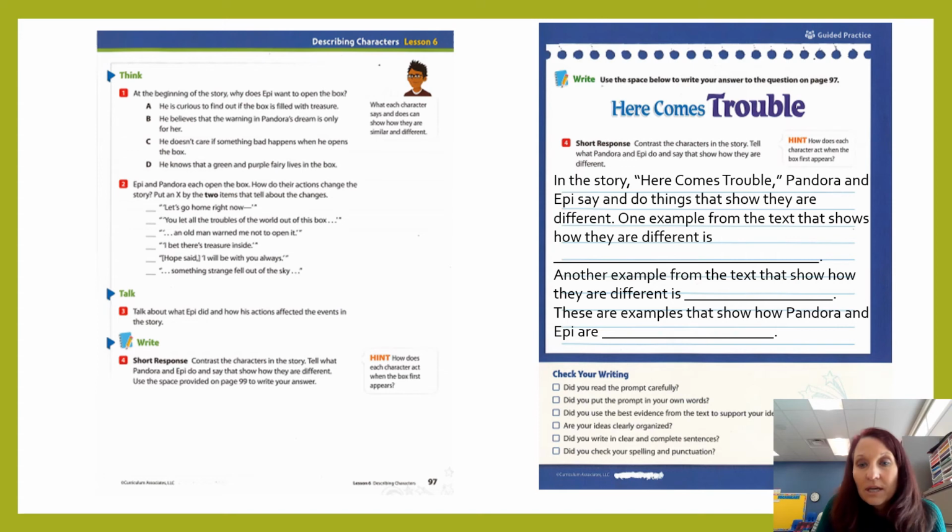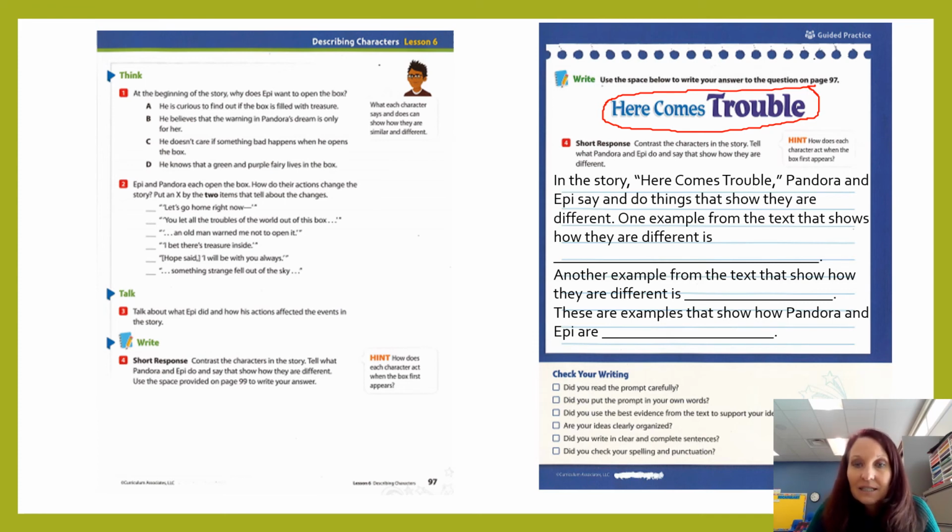So looking over here at the writing prompt for Here Comes Trouble, the directions say to contrast the characters in the story. That means to explain how they are different. So you're going to tell what Pandora and what Epi do and say that show that they are different. So I'm giving you the first sentence, the topic sentence. In the story, Here Comes Trouble, Pandora and Epi say and do things that show they are different. So hybrid students, you must write that on your paper, and onliners, I put this in Schoology, and so you must type it in your answer to show your introduction sentence.